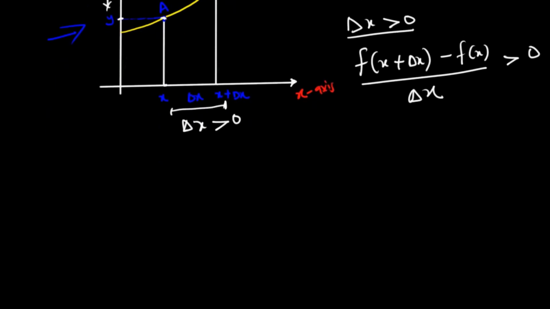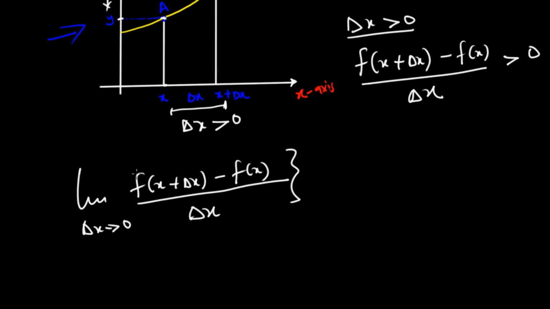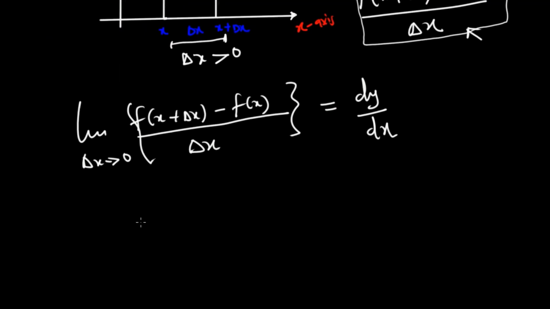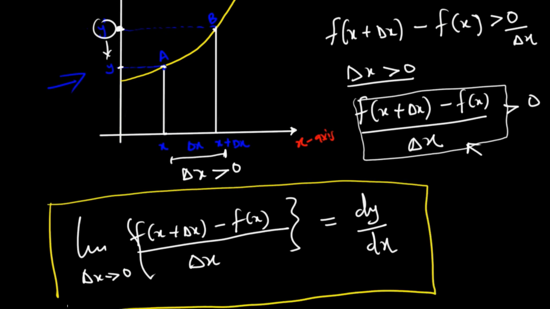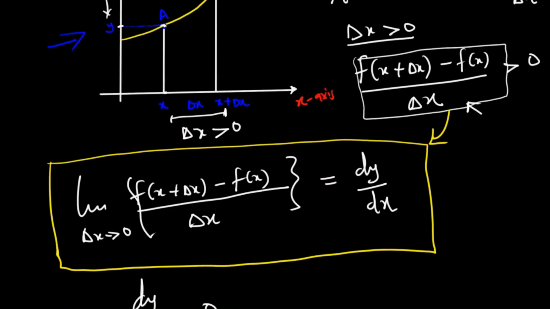So if you recall from differential calculus, we have that the limit as dx tends to 0 of f of x plus dx minus f of x divided by dx. We know from first principle that this is the definition of dy over dx. So from what we have here, if I substitute this as dy over dx, I'm going to have that dy over dx is greater than 0. So we're able to get this from first principle.